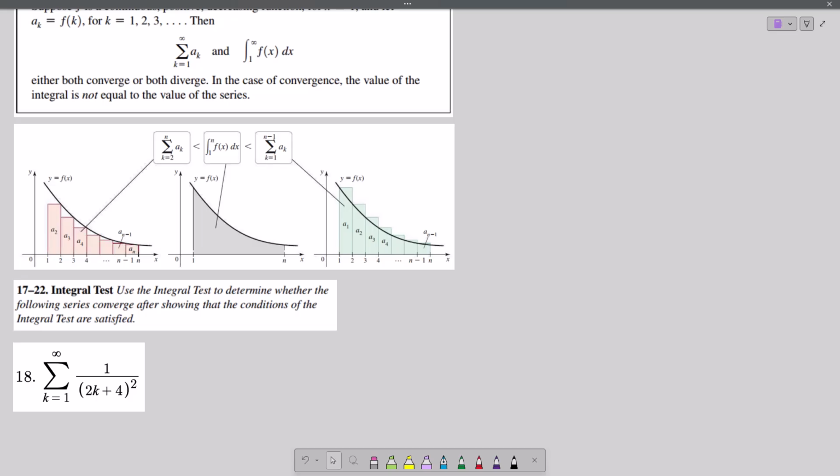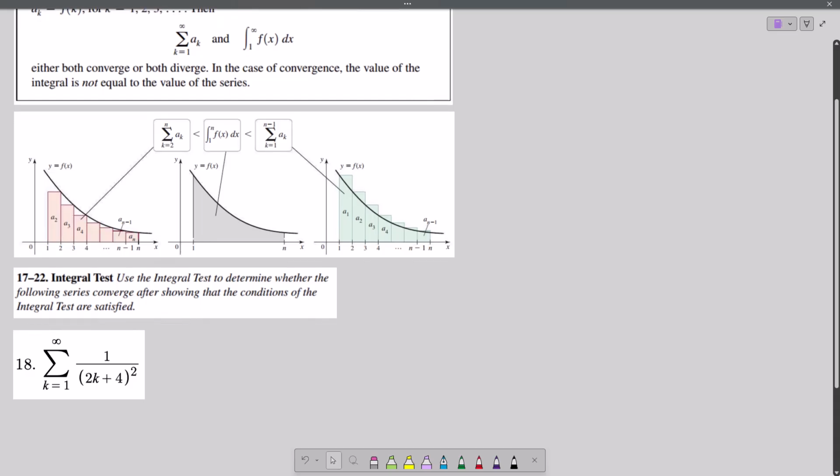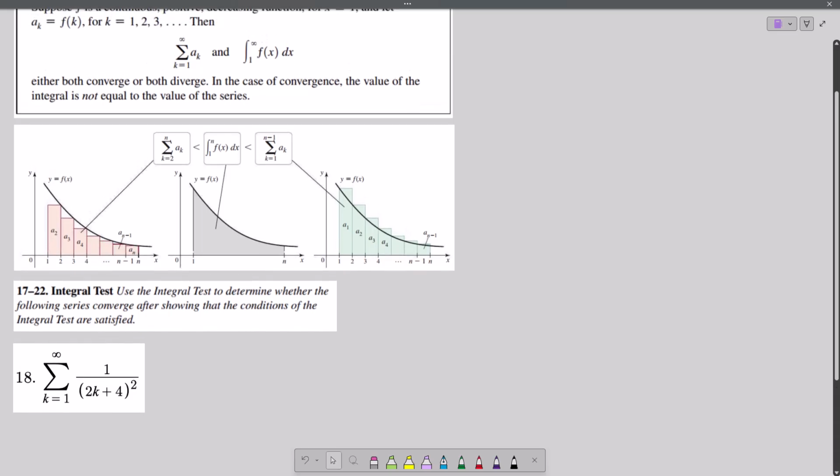So here is the idea. And in the case of convergence, this integral, we already know how to evaluate improper integrals. We did that a lot. The value of that improper integral is not the same as the value of that series. There might be oddball situations where it is, but in general, if you have convergence of both, the values of the two are not the same.